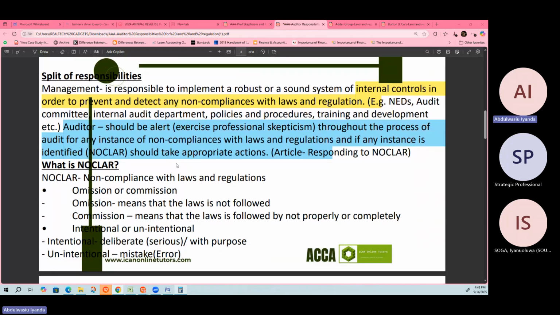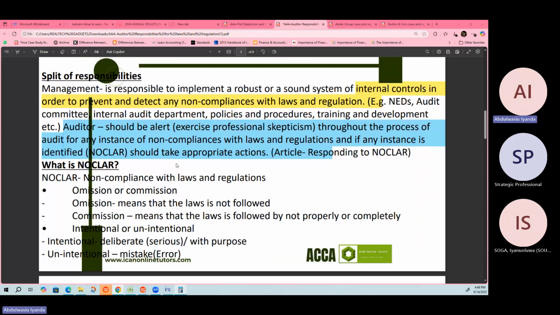So what are some examples of NOCLAR? NOCLAR means non-compliance with laws and regulation. That is, the government asks you to do certain things, and you did not do it. That is an example.